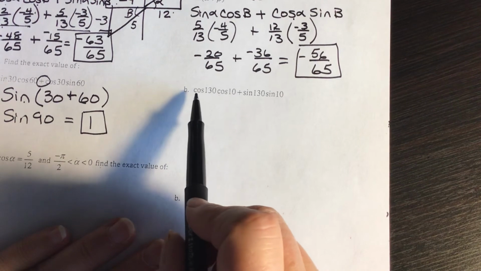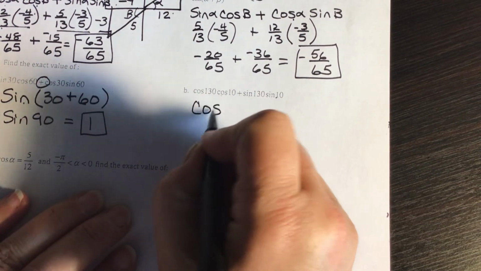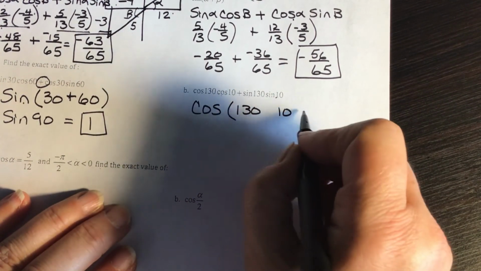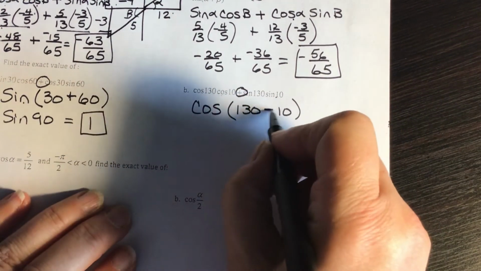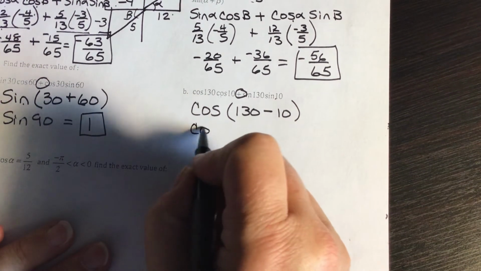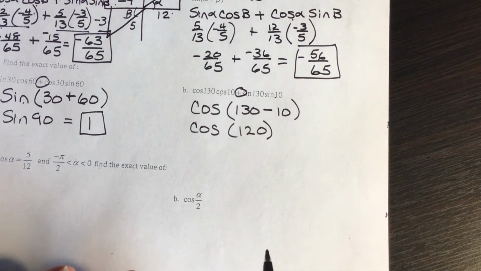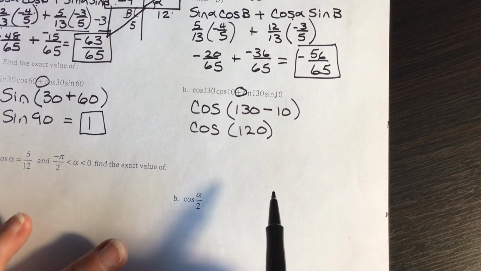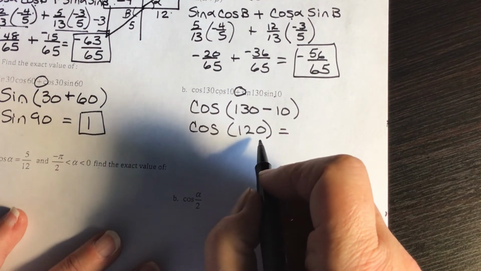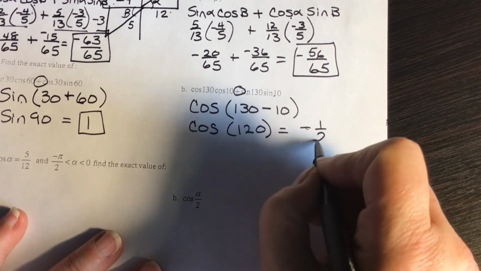Next one, when I have cosine, cosine, sine, sine, I'm going to have a cosine. My first angle is 130. My second angle is 10, and it's the opposite sign in between them. So this is cosine of 120. And if I look at my unit circle, this is in quadrant 2. This has a cosine of -1/2.